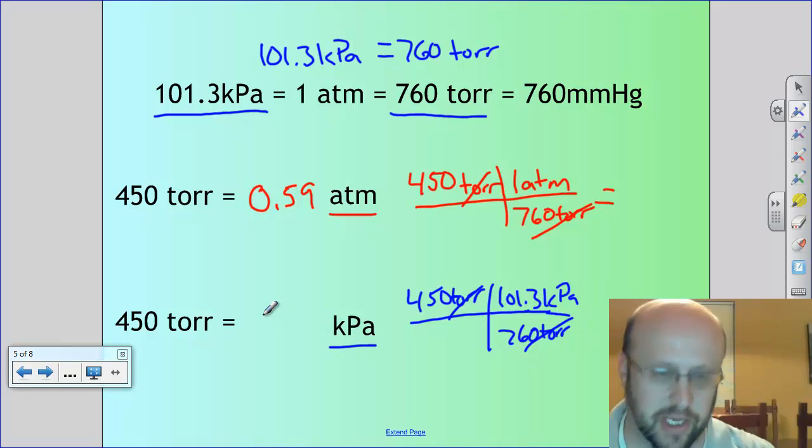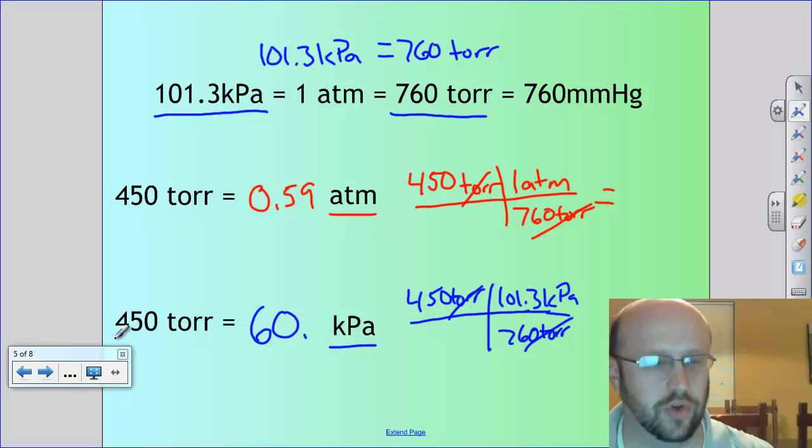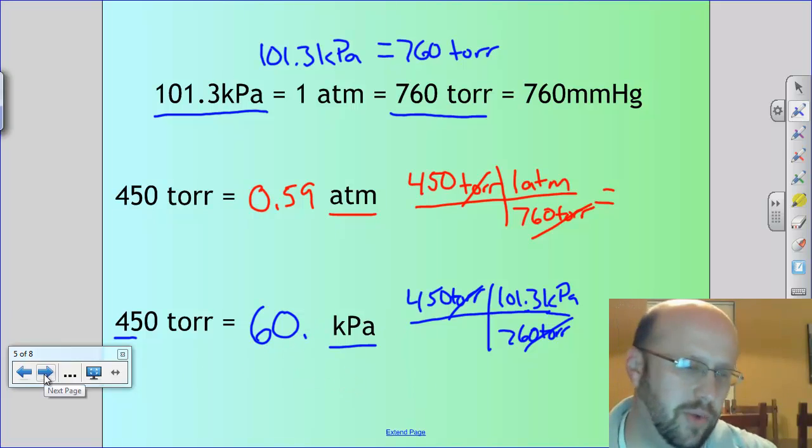So we punch that in the calculator, and I think we get 59.9, but since we have 2 sig figs here, I'm going to round to 2 sig figs, and that's going to be 60 kilopascals. Remember, that decimal makes that 0 significant. All right, so relatively straightforward.